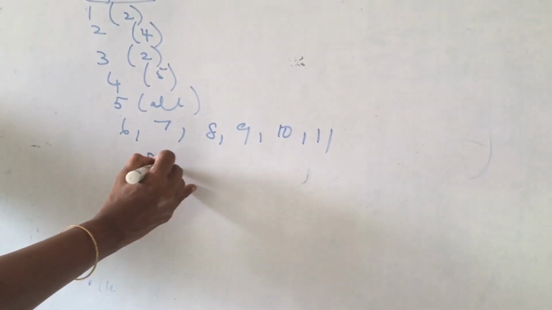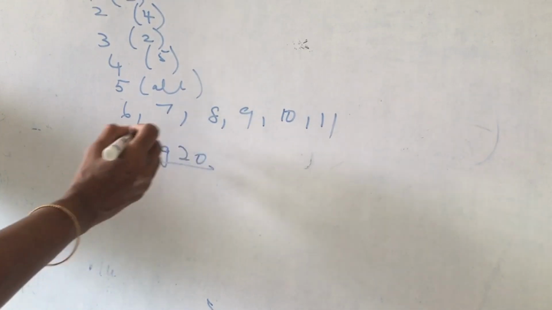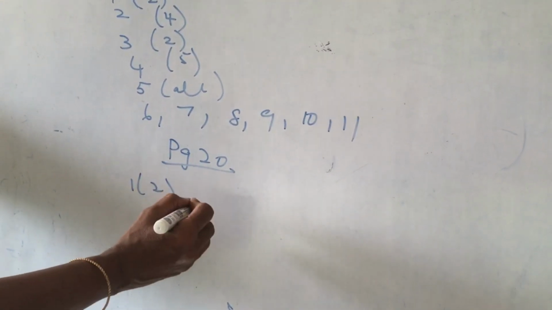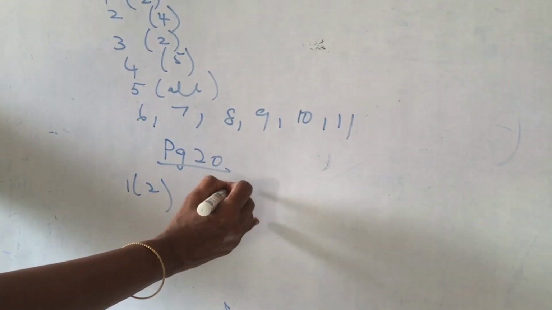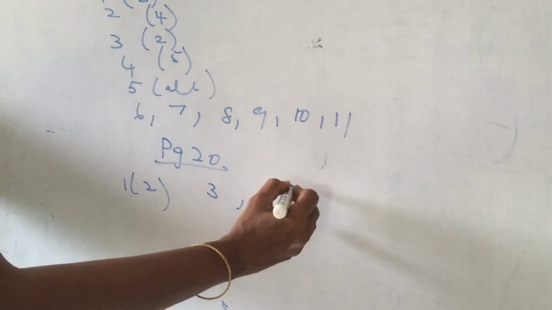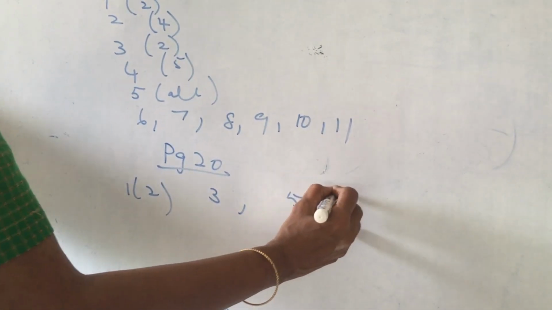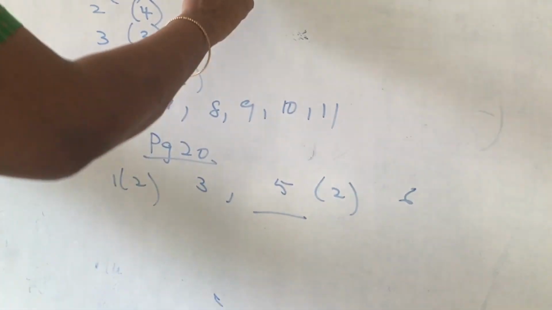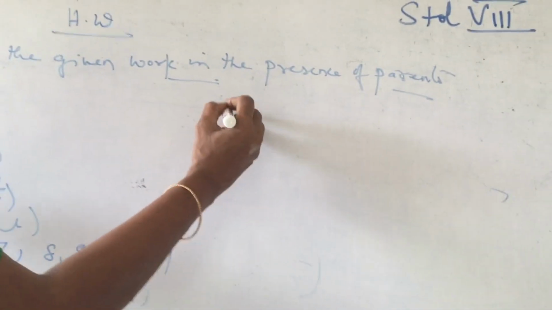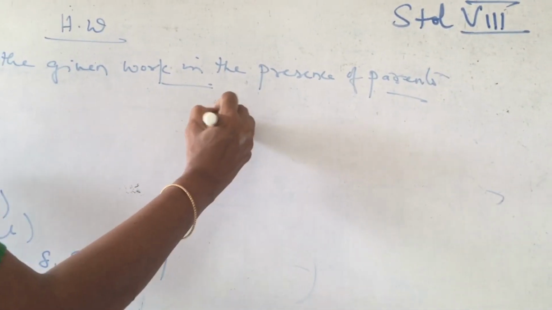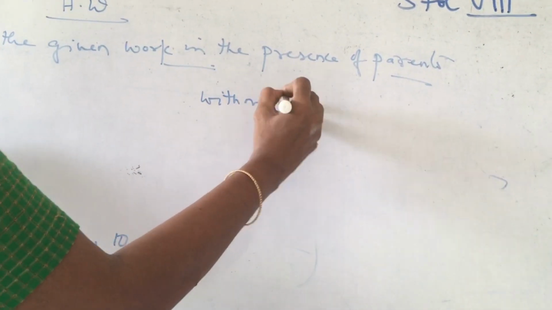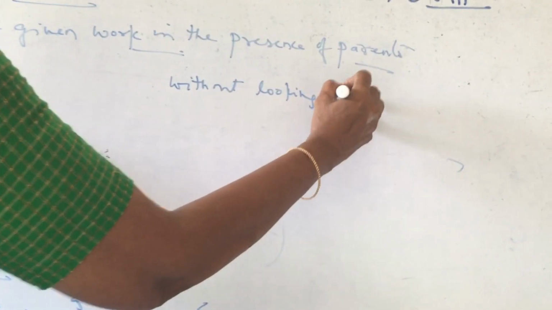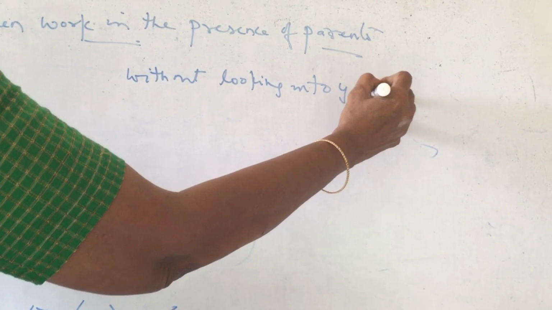Page 20. First one, second bit. Third one. Fifth one, second bit. And 6. Do the given work in the presence of parents without looking into your CW.